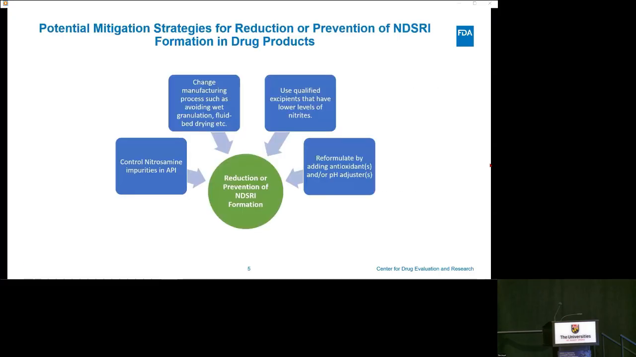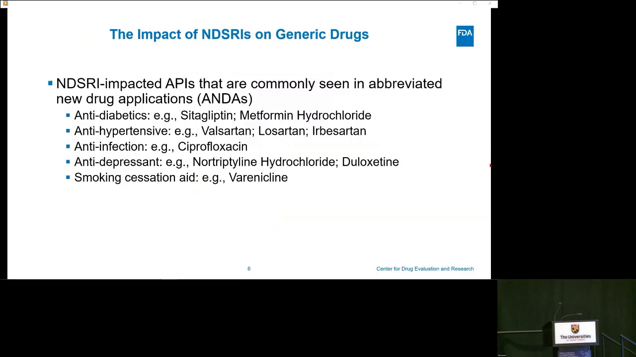To address NDSRIs, applicants have several options. They can control impurities in APIs, adjust manufacturing processes, choose excipients with lower nitrite levels, add antioxidants, or modify the pH of the formulation. Often, more than one of these strategies are used together to address NDSRI. Many drugs such as antidiabetics, antihypertensives, antibiotics, and antidepressants have been found to contain NDSRIs.